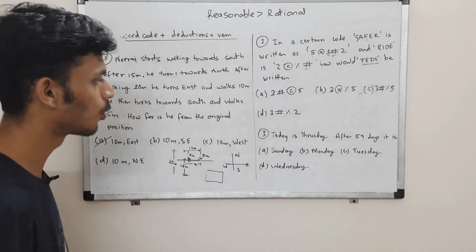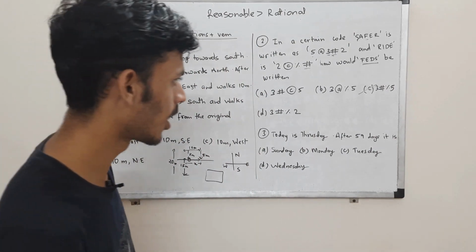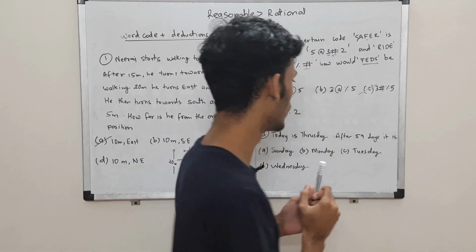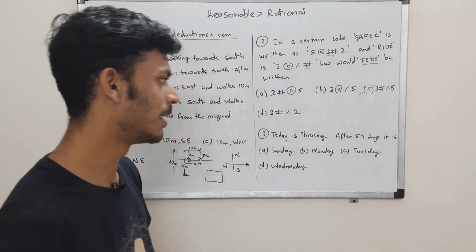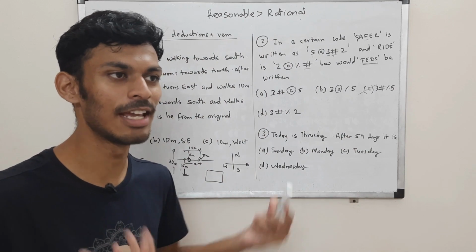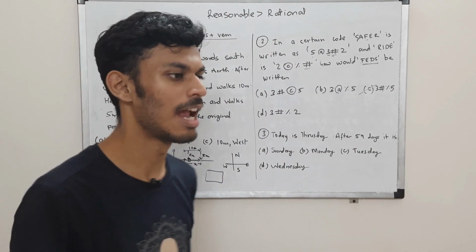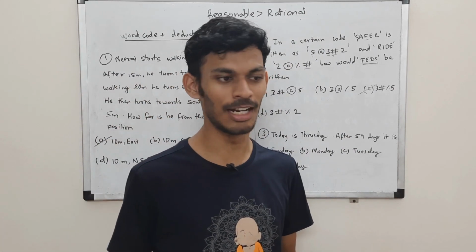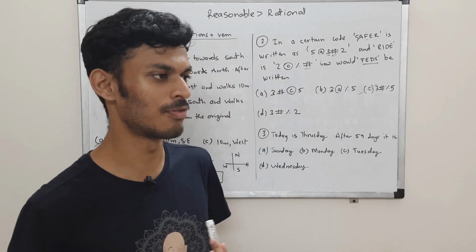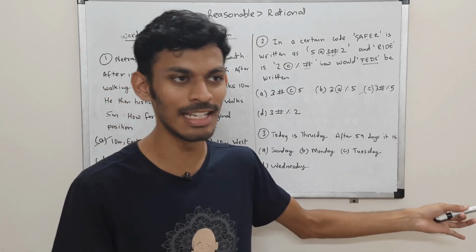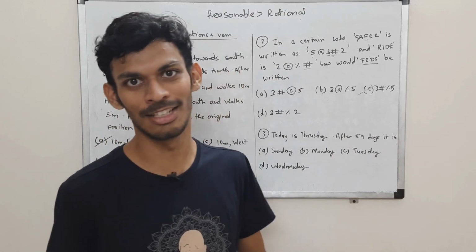Here we are told that today is Thursday. Okay, that's fine. After 59 days, what day is it? It's pretty simple. If today is Thursday, if I add 7 days, after 7 days it will also be a Thursday, right? This is no groundbreaking thing. A week has 7 days. So if today is a Thursday and I add 7 days, I'll again come to the next Thursday, right?